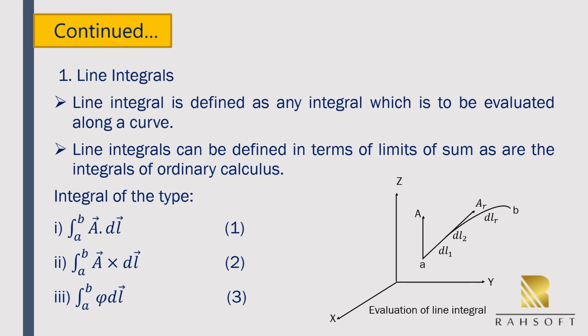So a line integral is defined as any integral which is to be evaluated along a curve. So we calculate this integral over a curved path, over a curved line, and line integrals can be defined in terms of limits of sum, as are the integrals of ordinary calculus. So integrals of the type you can see over here: integral from a to b of vector A dot dl, integral from a to b of vector A cross dl, and integral from a to b of phi dl.